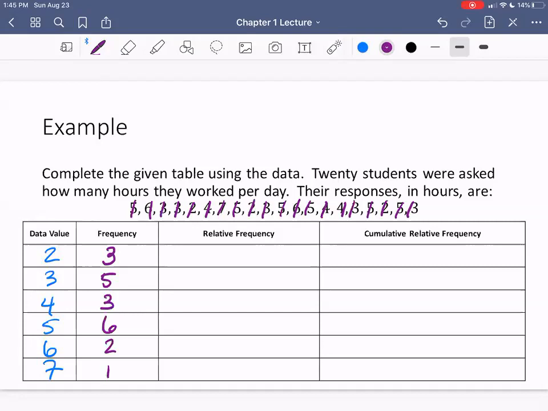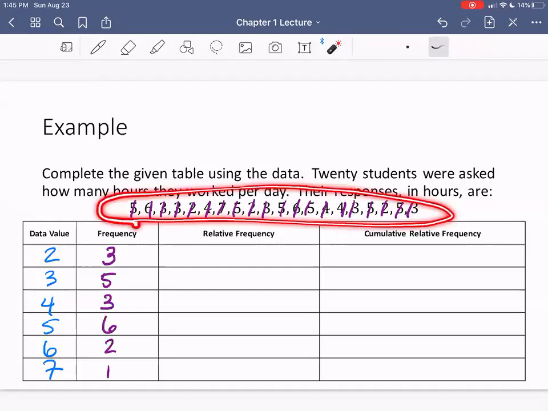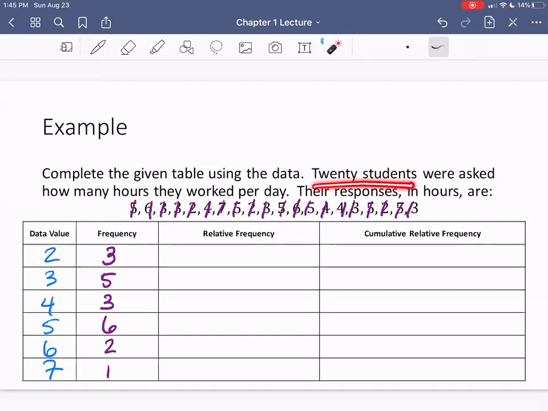So if you look at it, all of the numbers up here are all crossed out. Everything is crossed out, so I know I've taken care of all the other numbers. What's another way I can do it? Well, right here it says that 20 students were asked. So I know that there are 20 different pieces of data here. So I can either go and make sure, hey, there's 20. There should be, right? The other way, when you do this, make sure they're all accounted for. This should add up to 20.